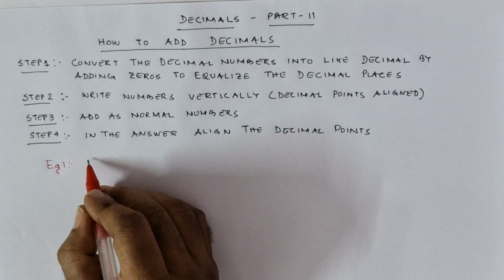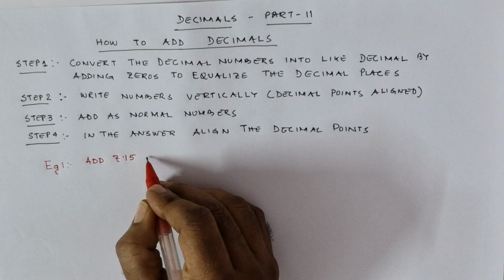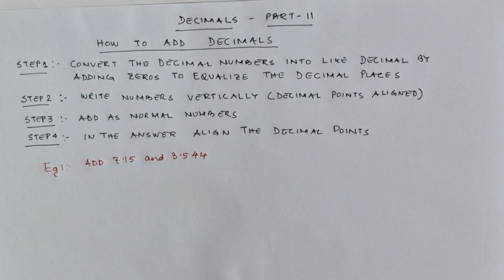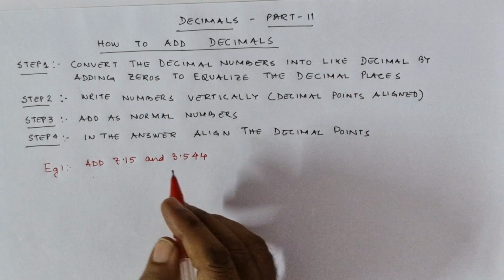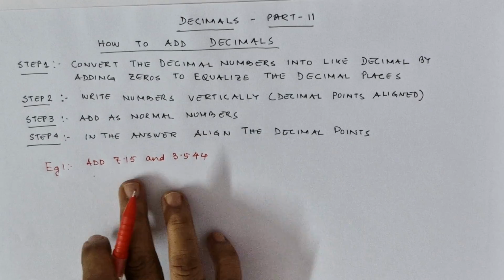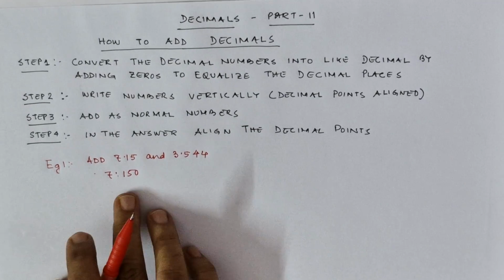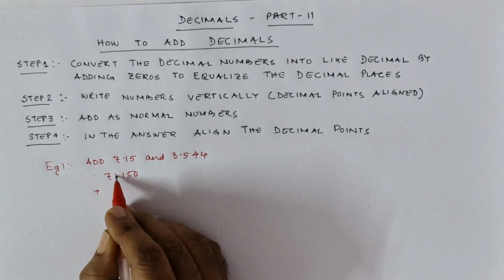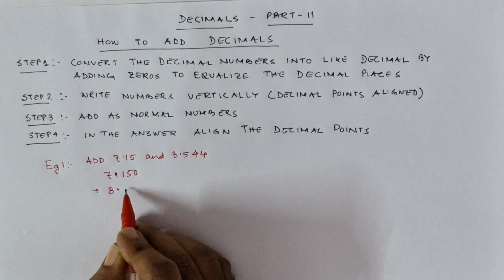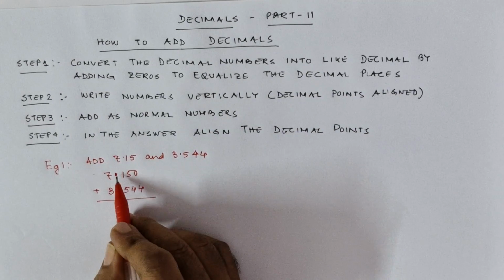Example 1. Let's say you have been given a question like add 7.15 and 3.544. Step number 1 is convert this into like decimals. So 7.15 converted to like decimals will be 7.150. Got it? Now just align it. This is the decimal point, align it. 3 point, see, align the decimals vertically. So we have written two numbers vertically by aligning the decimals.